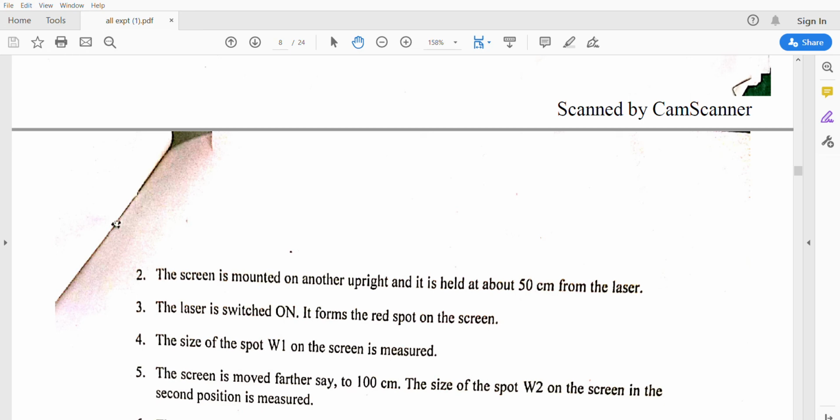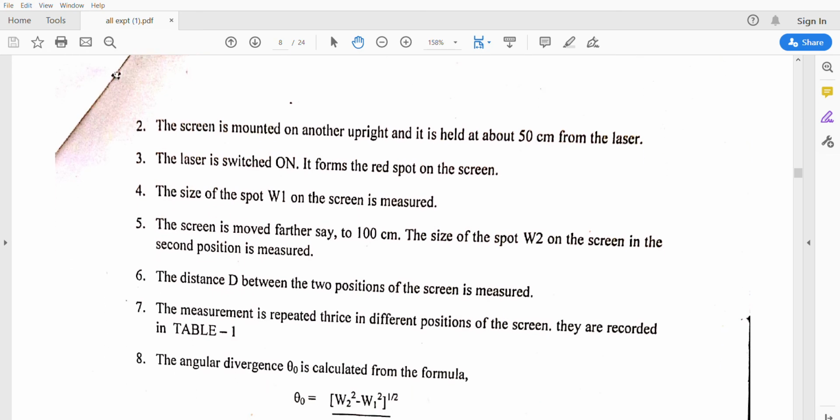The second point is the screen is mounted on another upright. The screen has to be kept on the other side of the laser, about 50 centimeters from the laser, and after that we need to switch on the laser. It forms a red spot on the screen. As I already told, when you switch on the laser, the light falls on the screen as a red spot, and the size of the spot, W1, on the screen is measured. The width of this spot can be measured, that is W1.